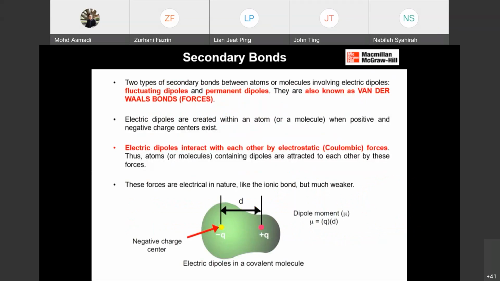So let's see this one about the fluctuating dipole. If you look here, there are two types of secondary bonds between atoms or molecules involving electric dipoles: fluctuating dipoles and permanent dipoles, also known as van der Waals bonds. They can interact with each other by electrostatic force, which we call Coulomb force. Containing dipoles are attracted to each other by this force. Here, these are two electronegative atoms. They have a dipole moment, because the charge is going to be different, right?